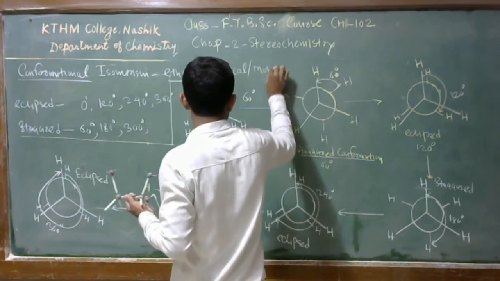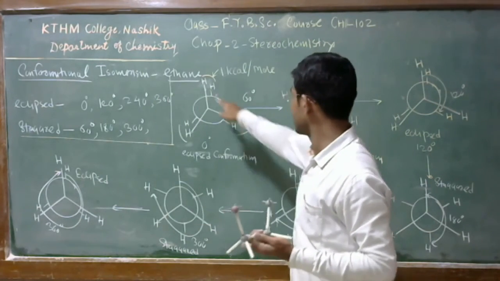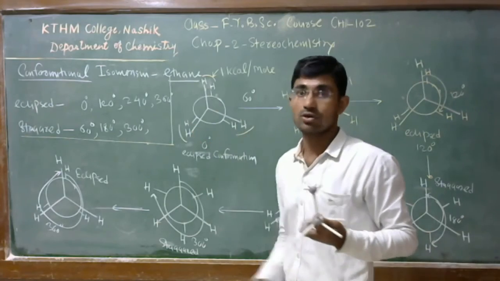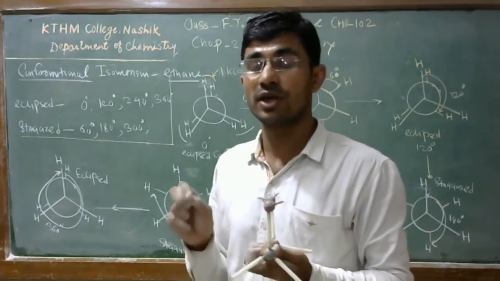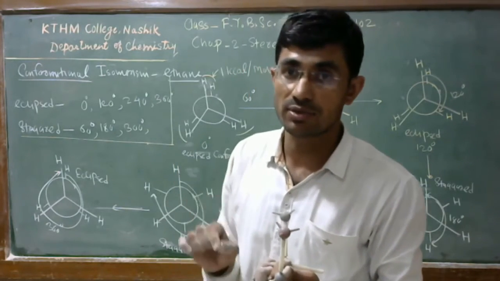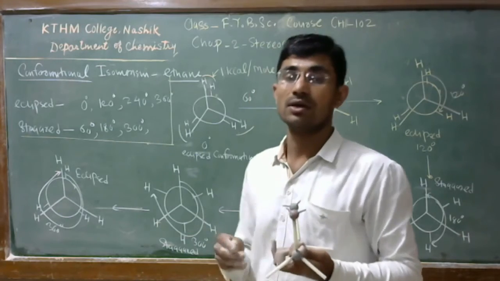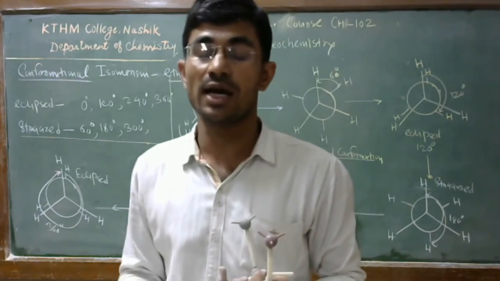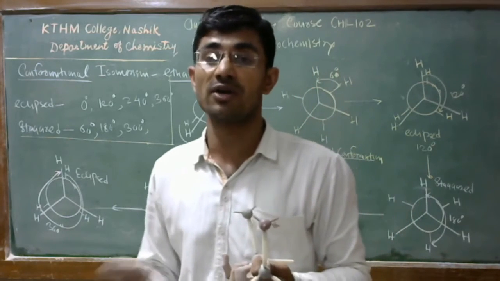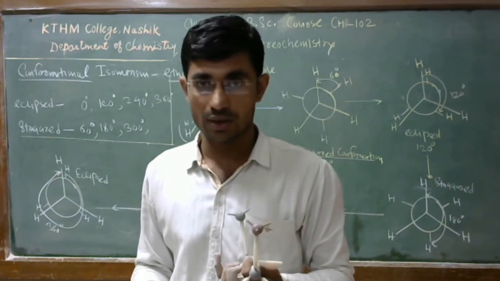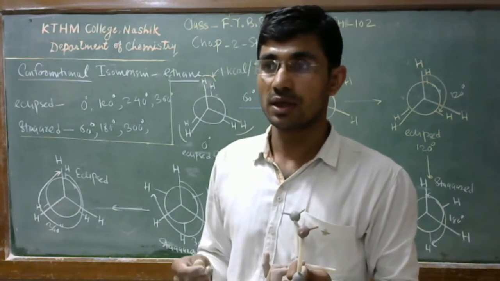How much? 1 kilocalorie. So this contains how much? 3 H interactions. So overall 3 kilocalorie per mole. This much energy we can observe for the eclipse conformation. So the eclipse conformation is the more energetic, less stable, and less preferred conformation also. So this is about the eclipse conformation.